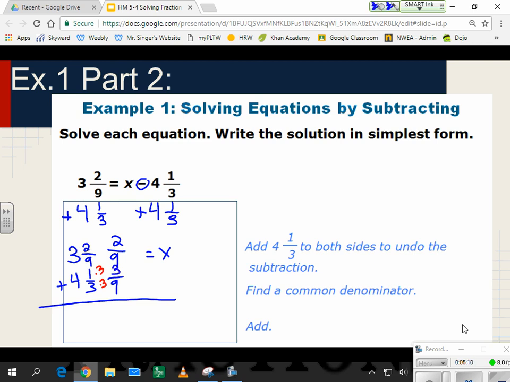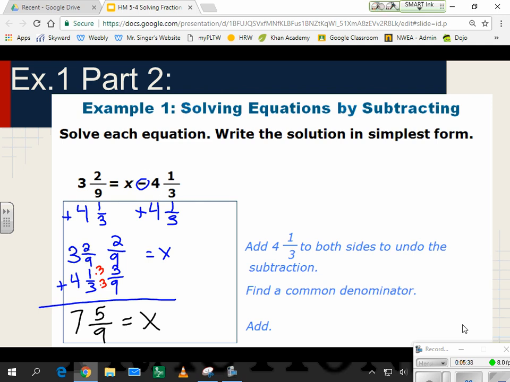So now I'm ready. I'm just going to go ahead and add the whole numbers. 4 plus 3 is 7. And our numerators, 2 plus 3 gives us 5, and 9 stays the same. So that's how you get the answer to solving for, 7 and 5/9 equals x. I got to make sure to bring that down. And again, I can check my work by plugging and chugging.